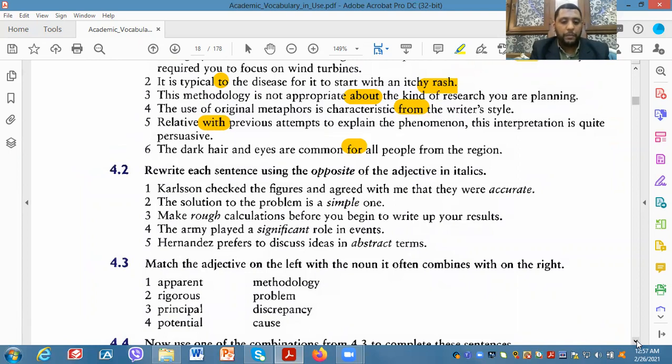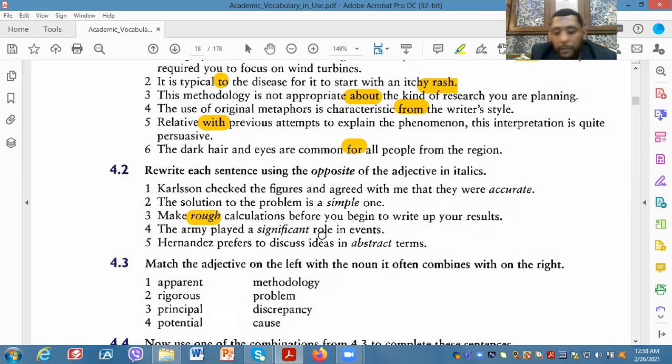Number 3, make rough calculations before you begin to write up your results. Rough is written in italics, so it means this word or this adjective should be corrected, and it should be the opposite of rough. Sorry, make rough calculations before you begin to write up your results.